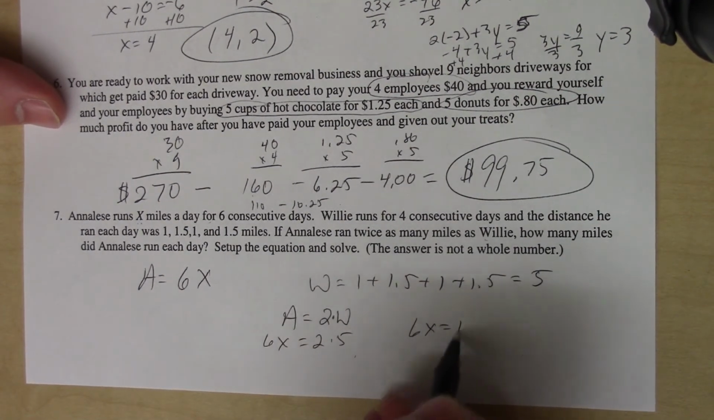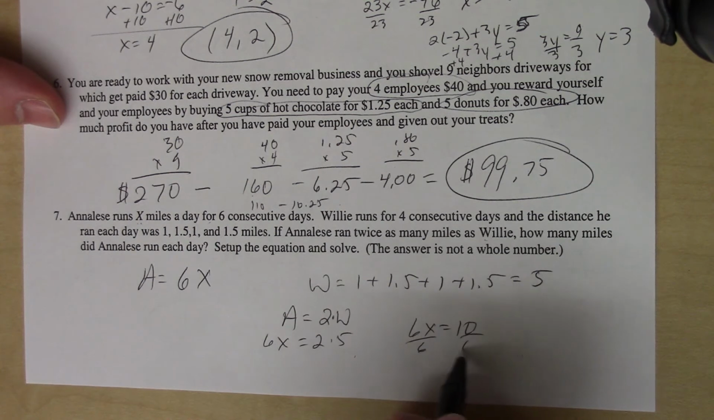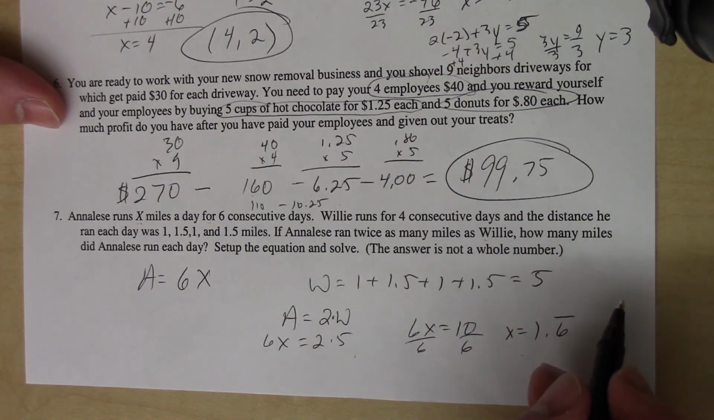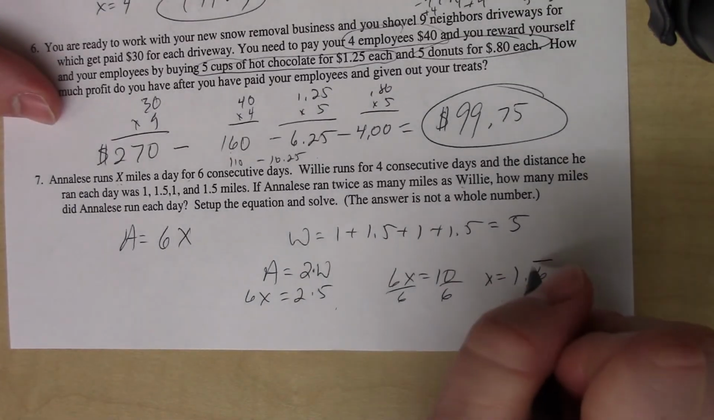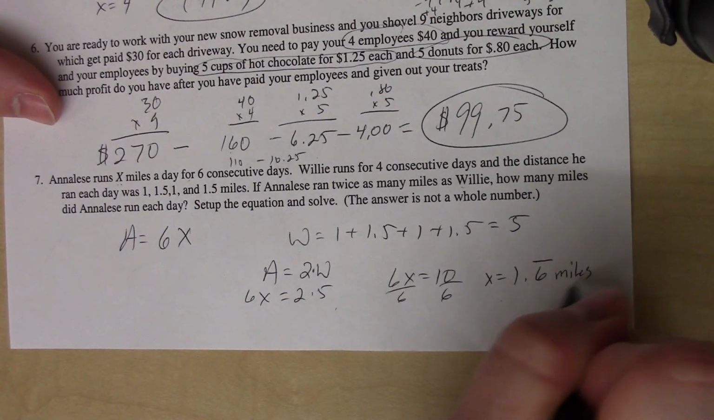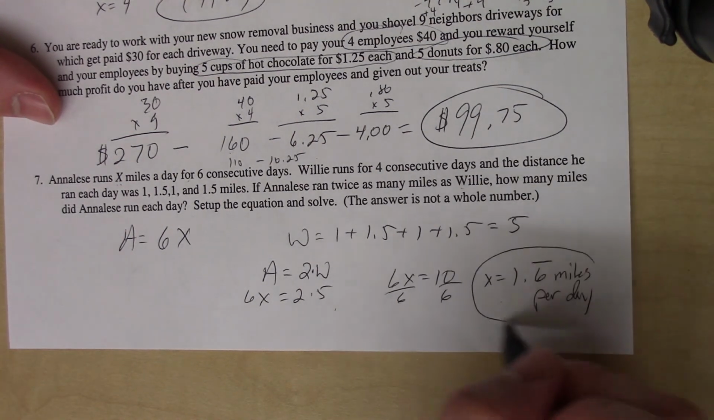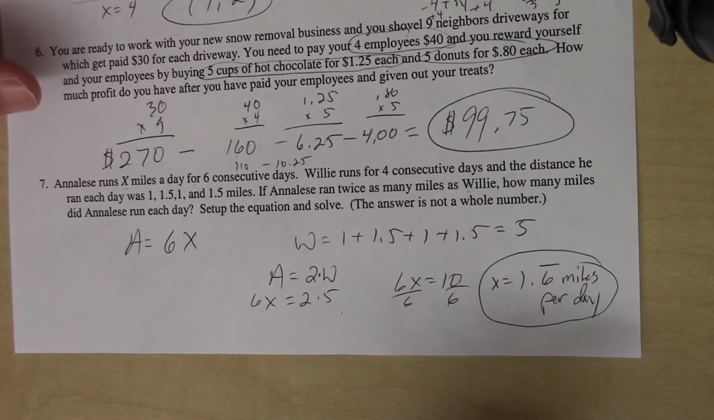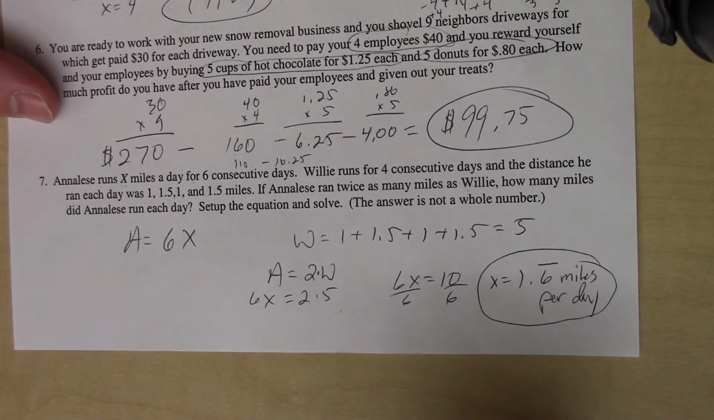I get 6x equals 10 and divide by 6. And that's not going to be pretty. It's going to be x equals 1.6 repeating. It's not nice. Miles per day. That Annalise ran 1.6 miles per day. Yeah, that's a gross number, but that's okay. I would just take 1.6 or 1.7, and I'd be okay with that too.